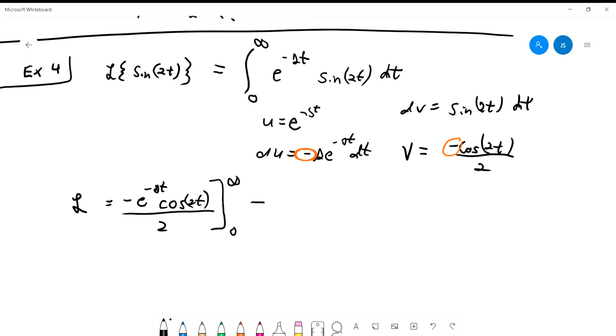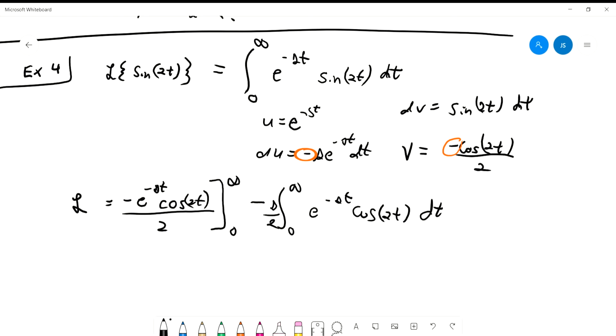So minus the integral from 0 to infinity of, we can pull the s over 2 outside because we're integrating with respect to t. We're thinking of the s and the 2 as being constant multiples. And then we have e to the minus st cosine 2t dt.